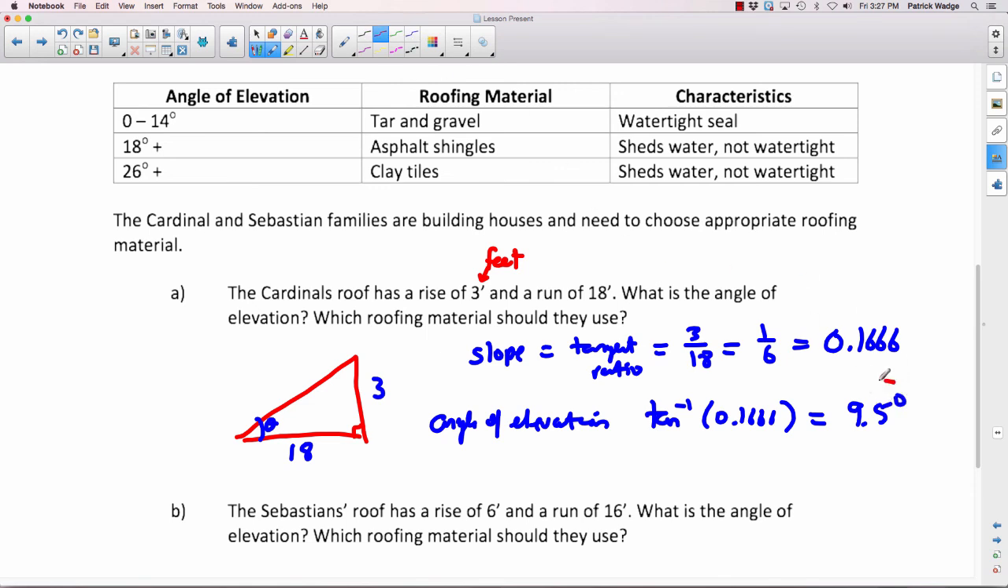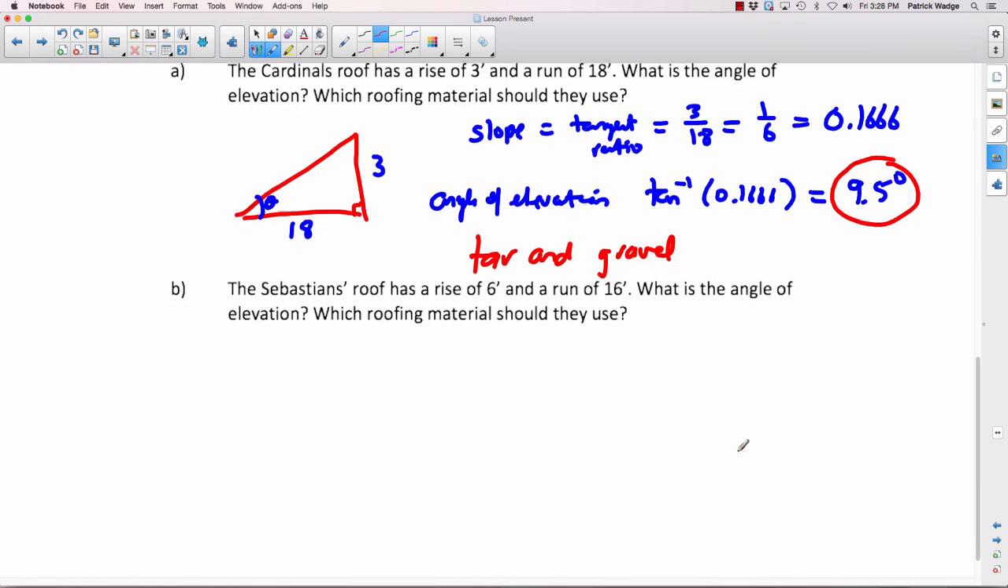And so now we can tell this family, the Cardinals, which one of these roofing materials should they use. Well, 9.5 degrees is right in this area here. It's between 0 and 14. Don't use this. It has to be more than 18 or more than 26. It's right in there. So they're going to use tar and gravel for this family. Okay, now let's do it for the Sebastians.